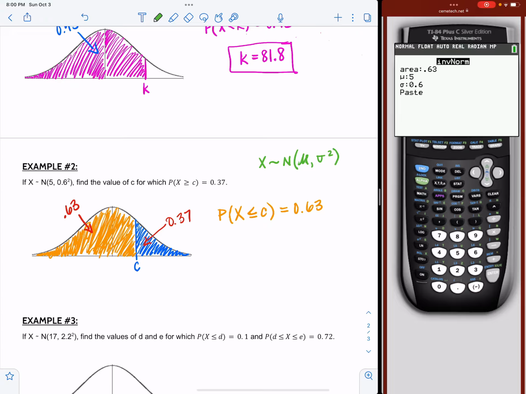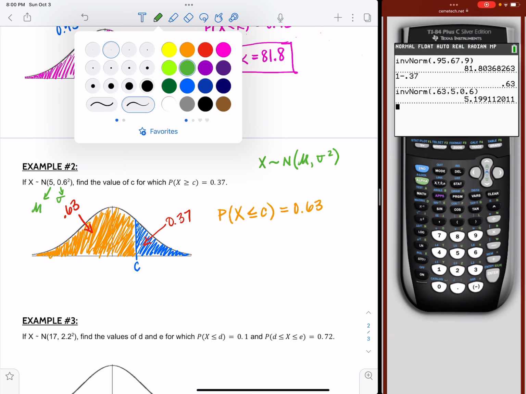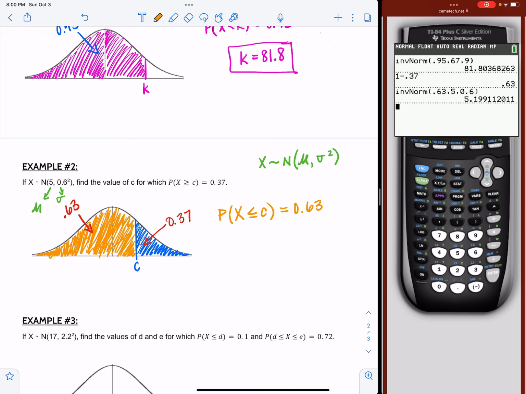So I already know that 5 is the mean. 0.6 is the standard deviation. So once I do that, I paste it. And I end up seeing that C will have to be approximately 5.20. Right, 5.20.